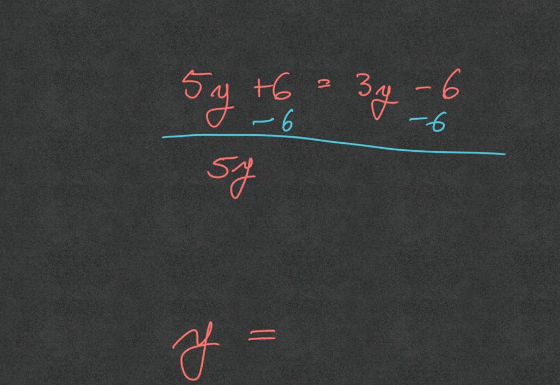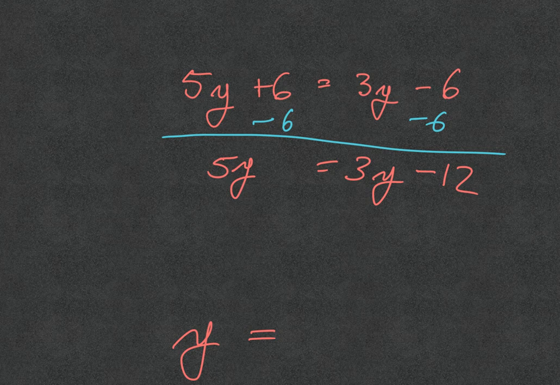I'll have 5y plus 0. I don't write the plus 0. You can if you want. 3y, negative 6 minus 6. So I'm 6 in the hole, taking 6 more away. I'm at negative 12. Pay close attention when you're adding, subtracting those negatives.